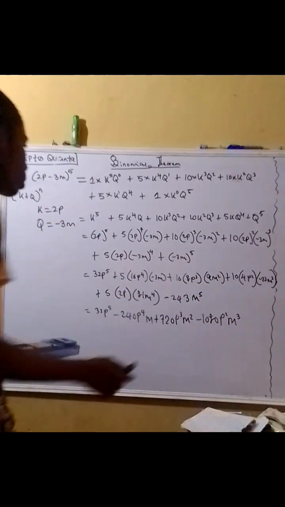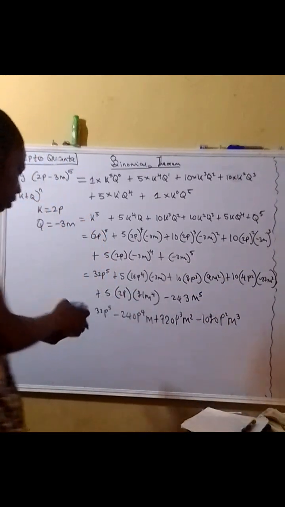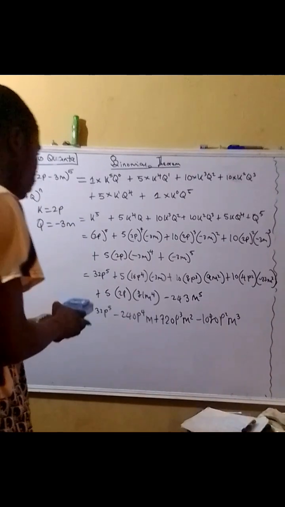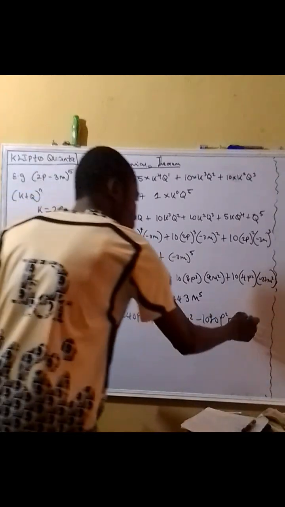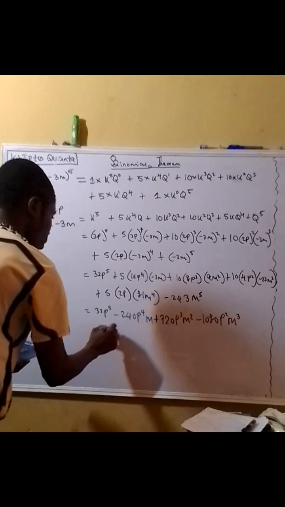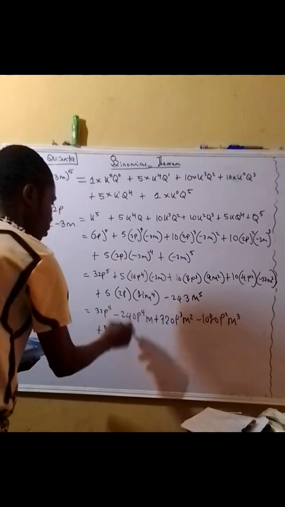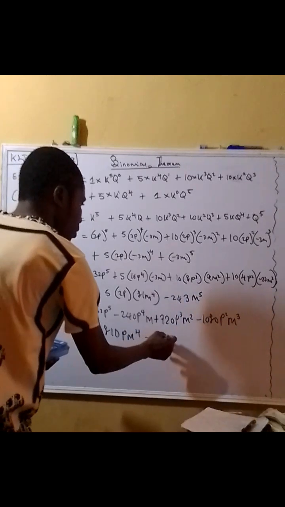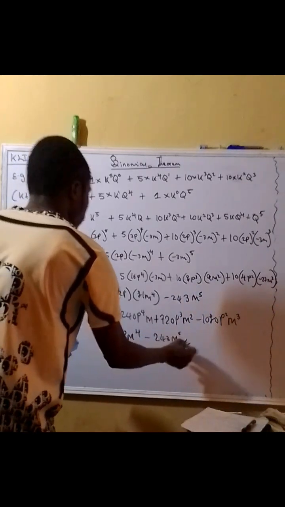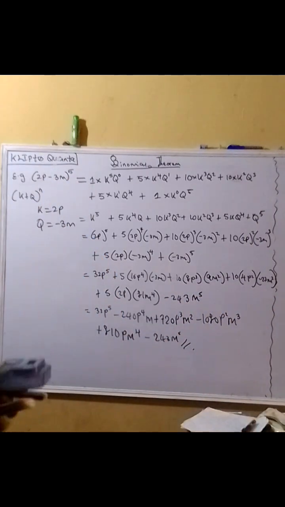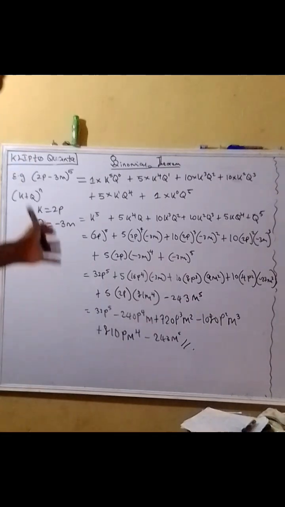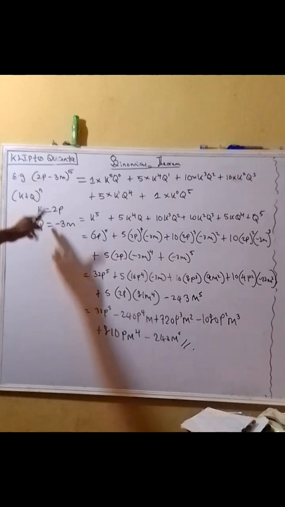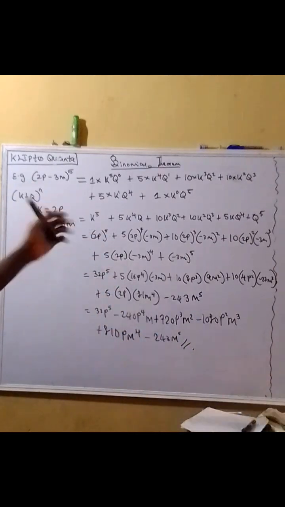So at that point now, moving on to this next one, 5 times 2, you have 10. Then you have 10 times what? 81, which gives us plus 810 p m raised to power 4, minus 243 m raised to power 5. And that is our expansion. So anyhow you want to introduce them, if you have been asked to use Pascal triangle, just remember the expression of this and substitute them into whatever values you have been given to get your answer.